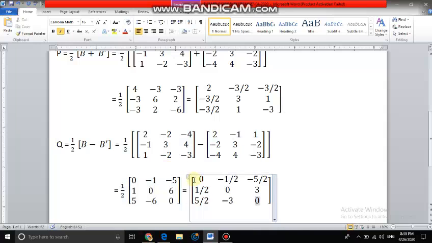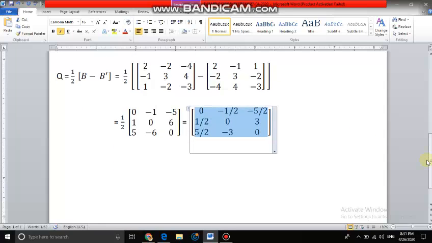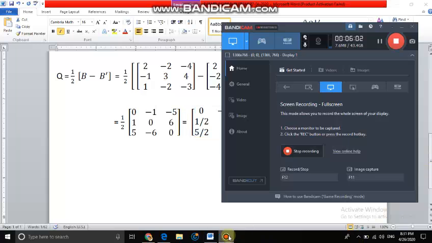Now if you observe this matrix carefully, this is a skew symmetric matrix. Rows and columns will be interchanged with negative signs. So the skew symmetric matrix definition is, we already studied, A transpose equals to minus A. Okay, so we got P as a symmetric matrix and Q as a skew symmetric matrix.